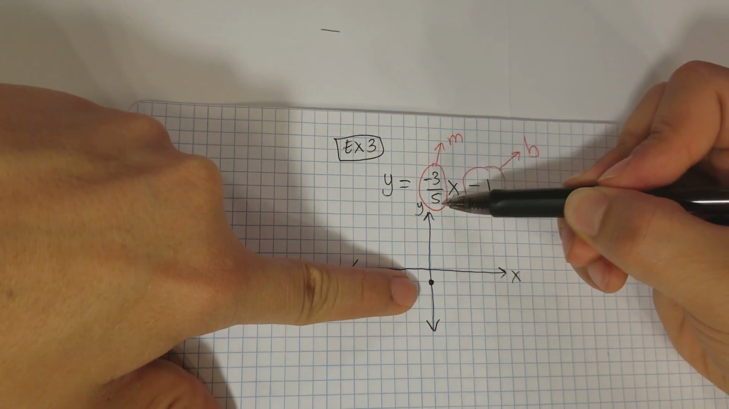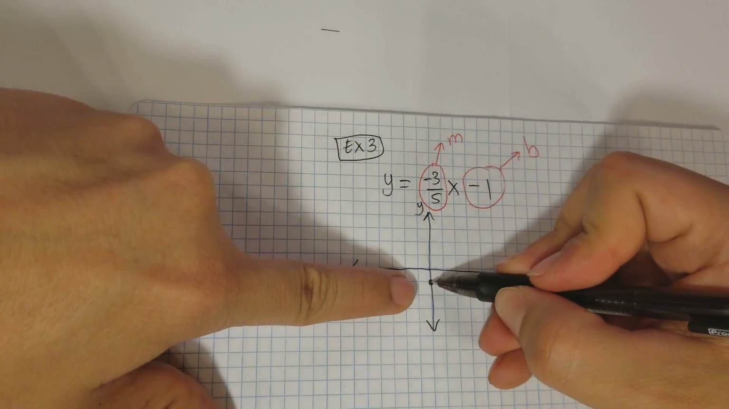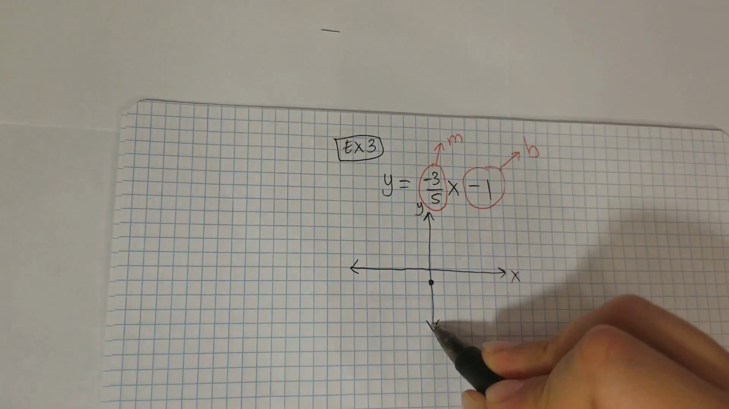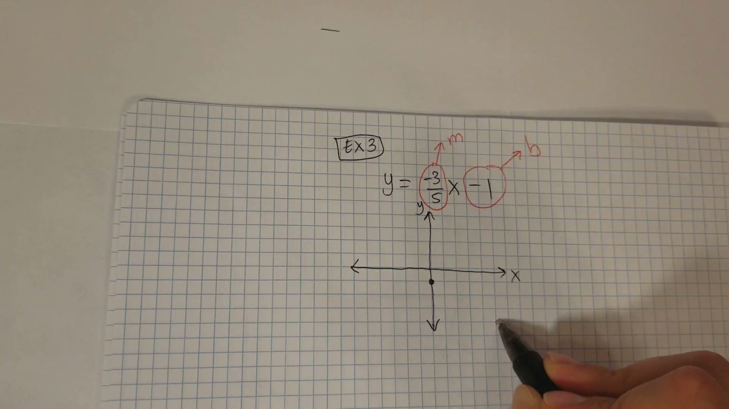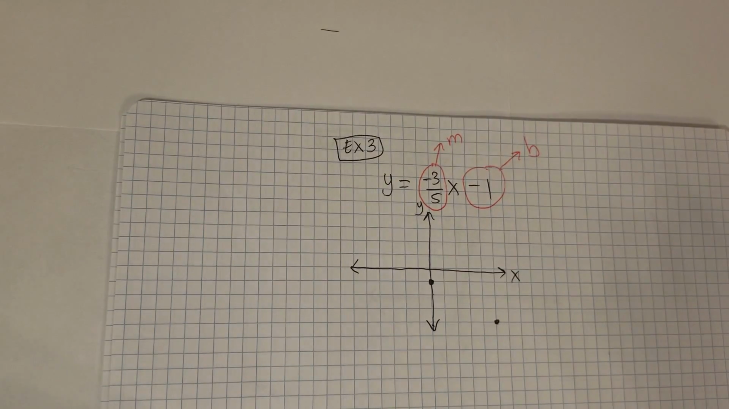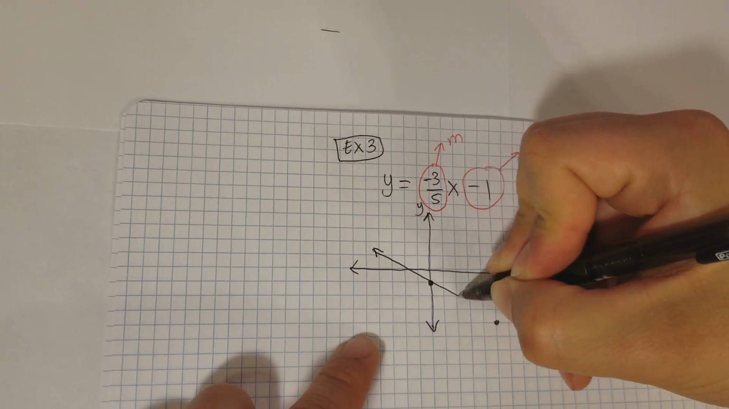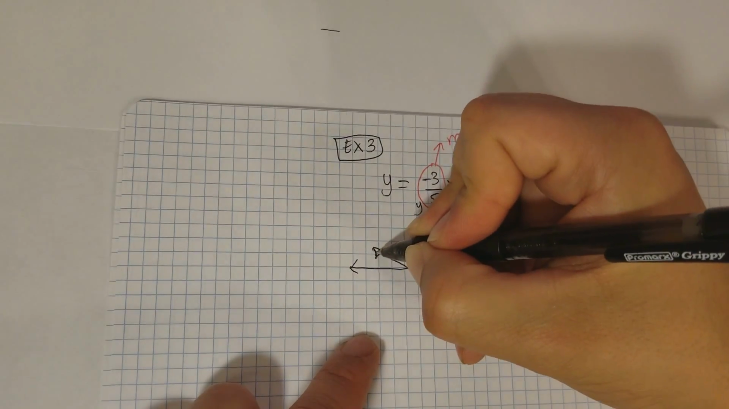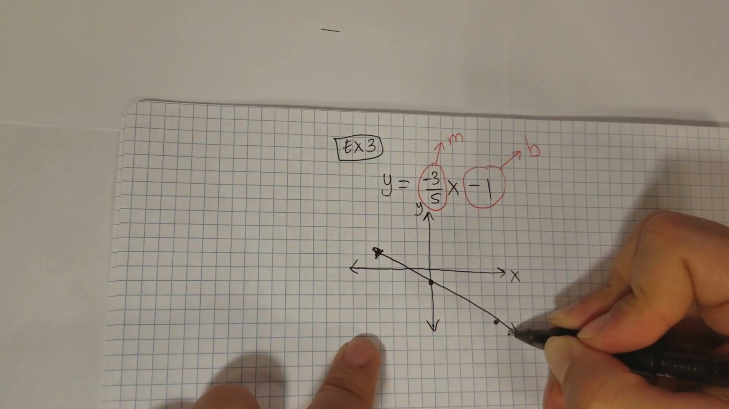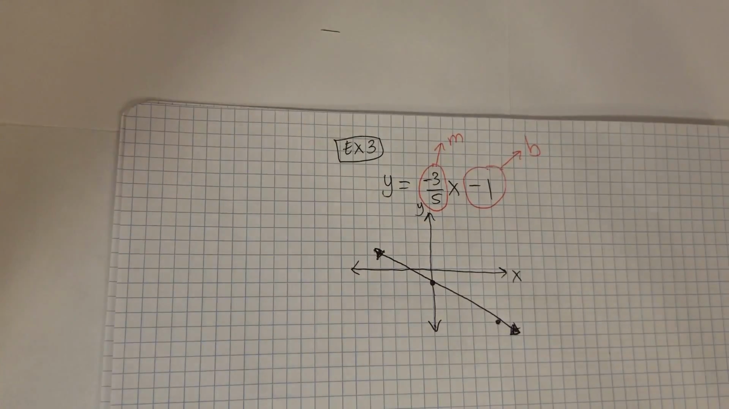So -3 over 5, down 3 over 5. Starting here, go 1, 2, 3 down, over to the right, 1, 2, 3, 4, 5. There we go. Connect the dots, and presto, you have yourself the graph of a linear equation. Okay, good luck guys, see you on the next one.